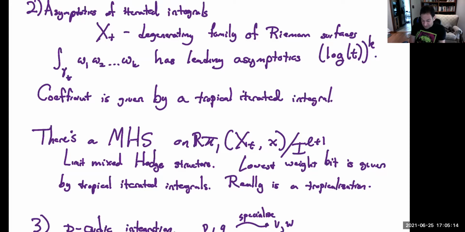And this is a complement to a lot of tropical ideas, because if you had a family of degenerating Riemann surfaces, and you looked at the truncated fundamental group, there's the usual mixed Hodge structure that Hain put on, and then there's an additional mixed Hodge structure called the limit mixed Hodge structure. The lowest weight bit of this limit mixed Hodge structure is given by tropical iterated integrals. In some sense, the philosophy of tropicalization is that if you have a limit mixed Hodge structure, the lowest weight bit is combinatorial. So this really is a tropicalization in that sense.